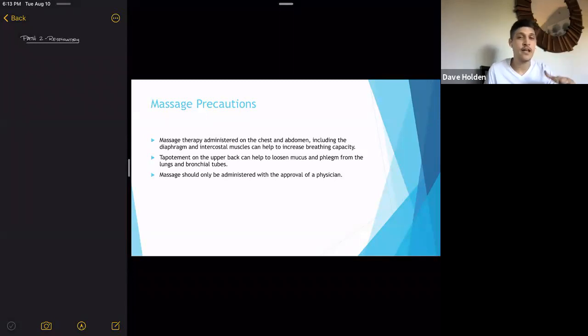But if they are actively undergoing some kind of real serious respiratory illness, I would like a thumbs up from a physician, just a doctor's note saying yes or no, or only do this kind of massage. They'll let you know. They will tell you specifically what you can and can't do. Good stuff so far? Cool.